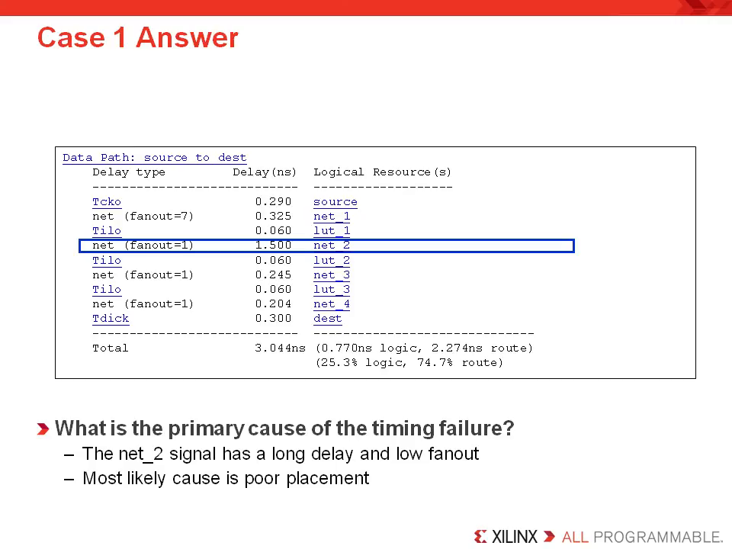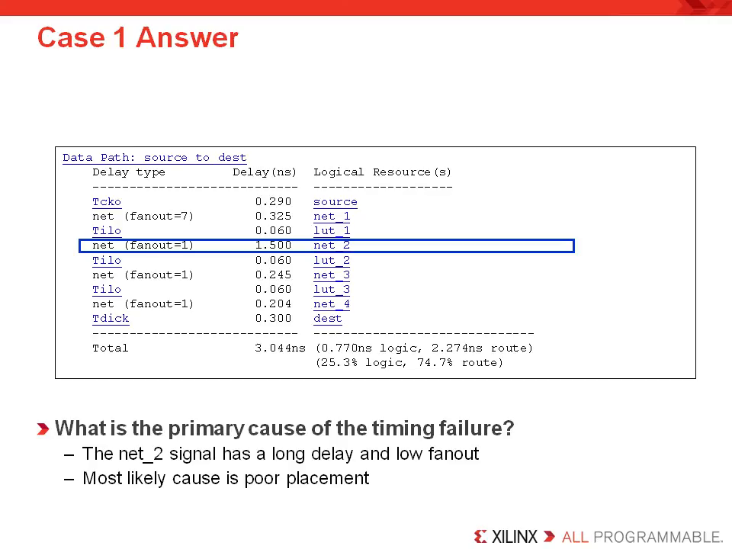Why did the path fail to meet timing? More importantly, what can you do to perhaps change this path so it will meet timing? Well, note the logic and routing delay and the percentage breakdown for both logic and routing. In this case, there is very little logic and a big chunk of routing. At this point, you probably already noticed that there is one net delay that is about 1.5 nanoseconds. That should pop out at you because it is larger than all the other net delays.